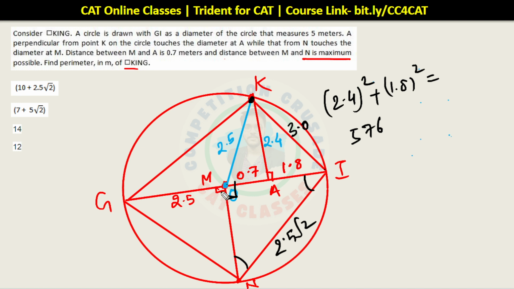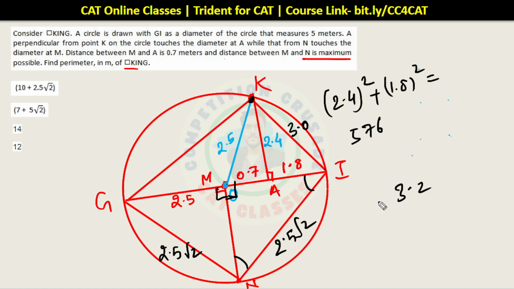Similarly, this is 2.5, this one is also 2.5, this is also going to be 2.5 root 2. Now the only problem that I have is with this one. Also, I don't think that is a problem, because 2.5 plus 0.7, 7.5, 12.